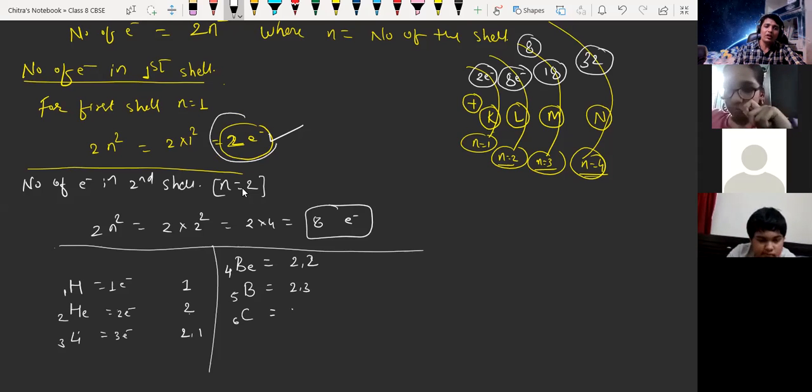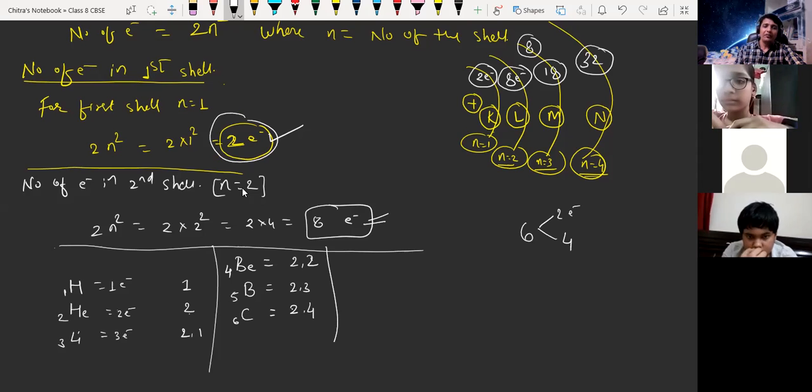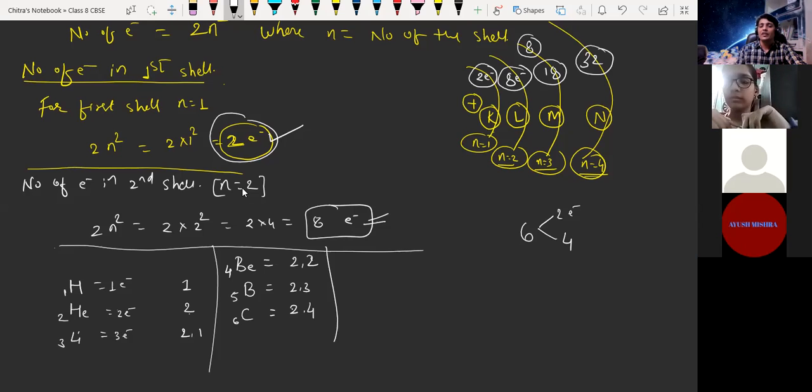In the first shell, 2 electrons will come. We have discussed this now. In the second shell, we can fill 8 electrons. But in carbon, we have only 6 electrons. Out of 6, we have filled 2 in the first shell. So how many will remain? 4. So in the second shell, 4 electrons will come. Very simple. That we have discussed now: it is the 2n square formula. According to it, in the first shell a maximum of 2 electrons will come, and in the second shell a maximum of 8 will come. If we have more than 8 electrons, then it will go on the third shell like this.